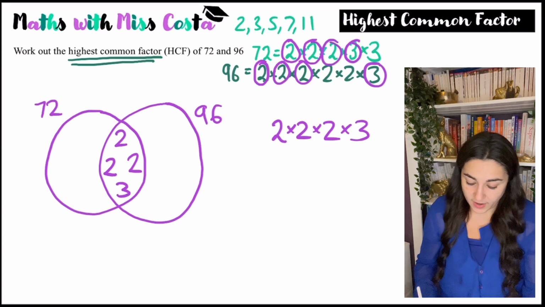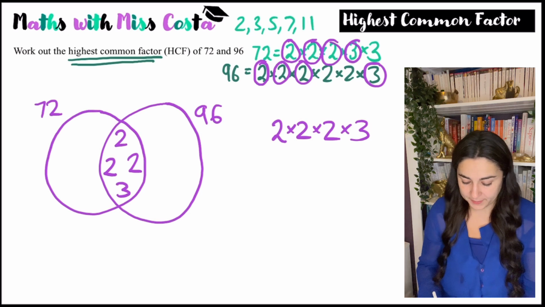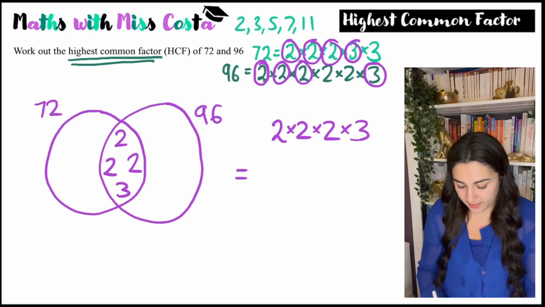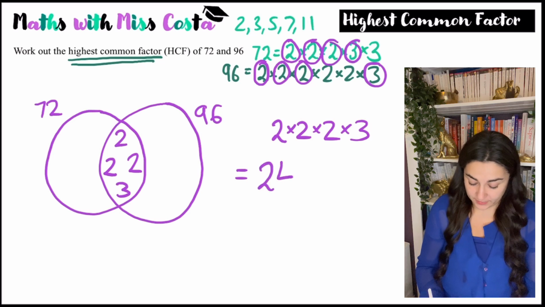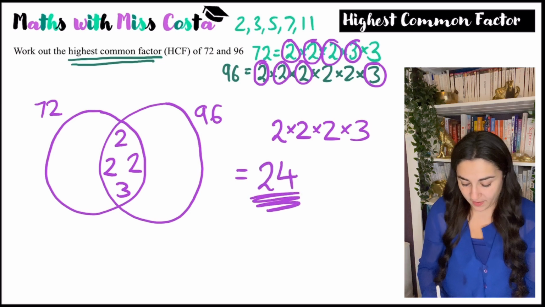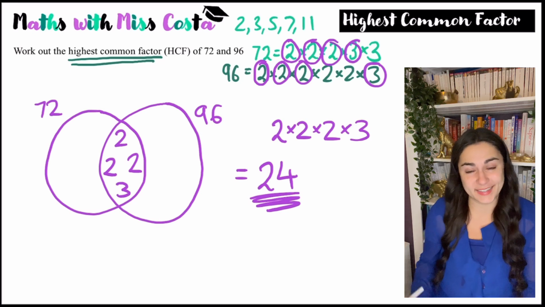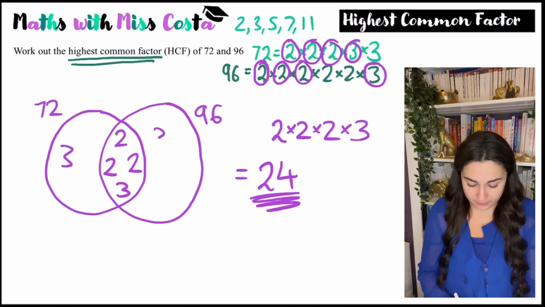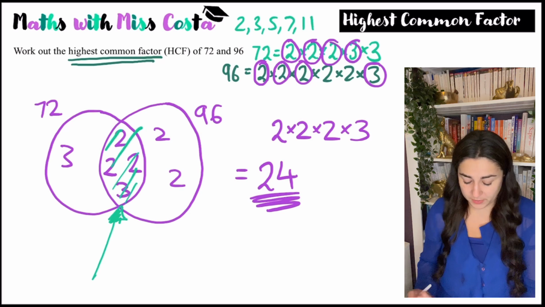So to find the highest common factor, I essentially find the common factors that they have out of their primes, and I multiply them all together. So 2 times 2 is 4, times 2 is 8, times 3 is 24. So that's the highest common factor of 72 and 96. So either do a Venn diagram and put everything in there, and the highest common factor is all of the numbers in the intersection multiplied.